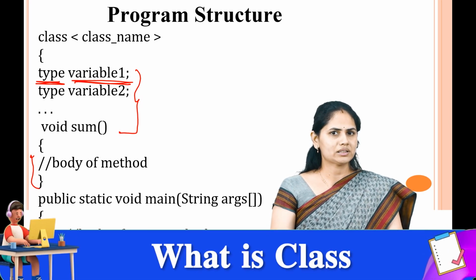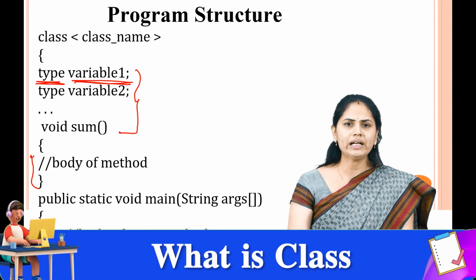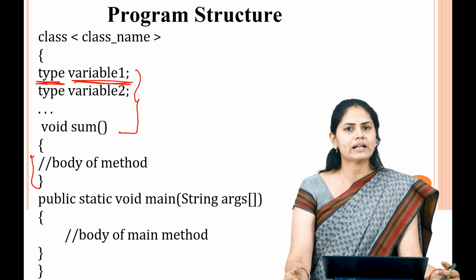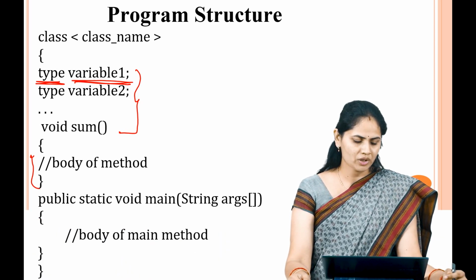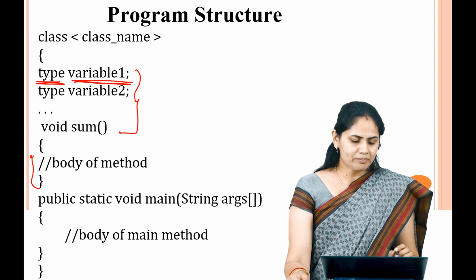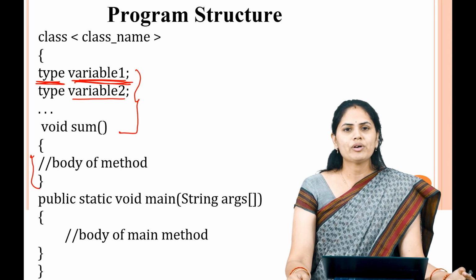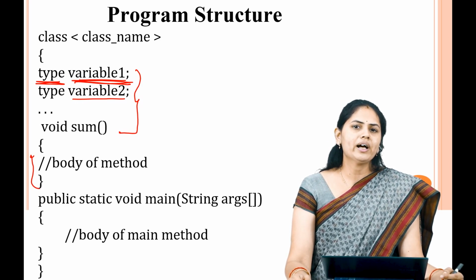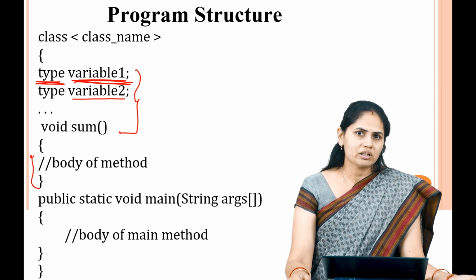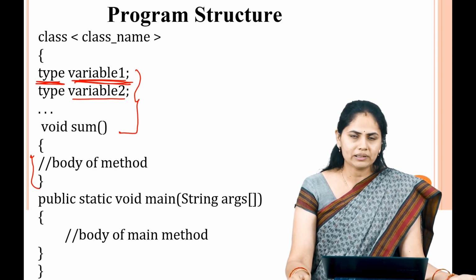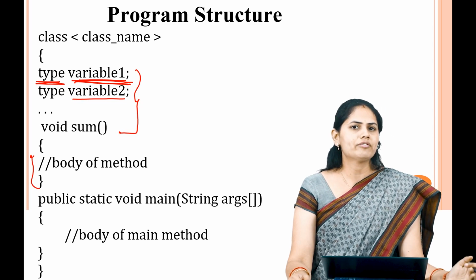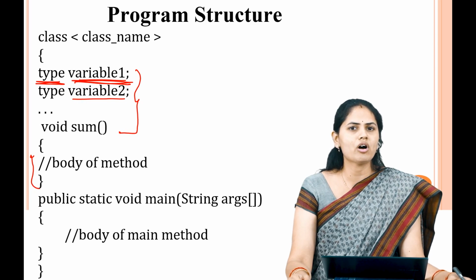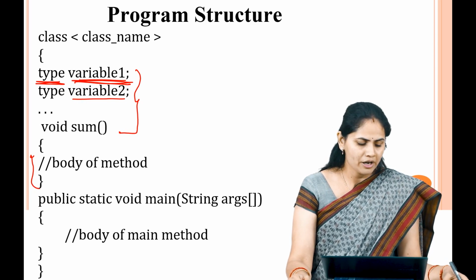What is a class? Here, a class is simply a collection of data members and member functions. In this class, data members are these variables. In any class, when we declare variables, they are called data members, and when we declare a function, that is also called a method. So, either you can call it a function or a method. So, what is a class? It is simply a collection of data members and member functions.